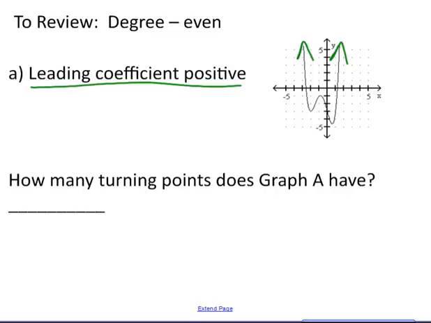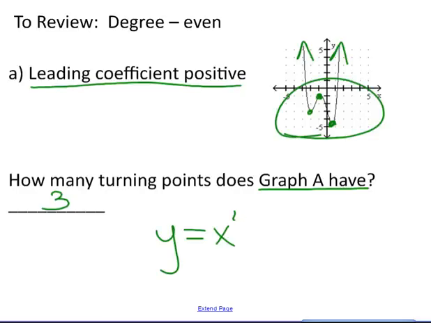In this particular graph, how many turning points do we have? So 1, 2, 3 turning points. If it has 3 turning points, then it would have degree 4. So it's going to be y equals x to the fourth something something something. But you know it's going to have degree 4 because there are 3 turning points. And both ends go up.